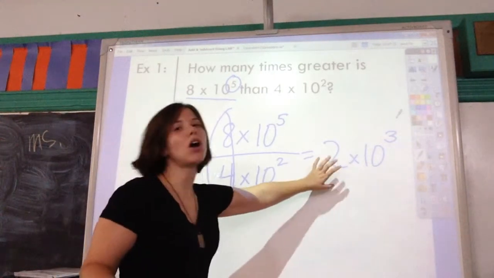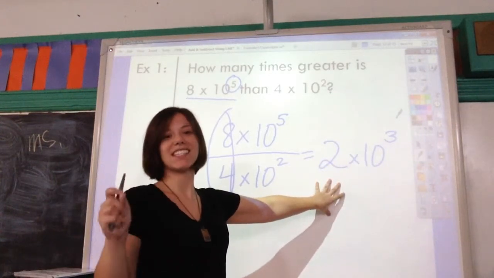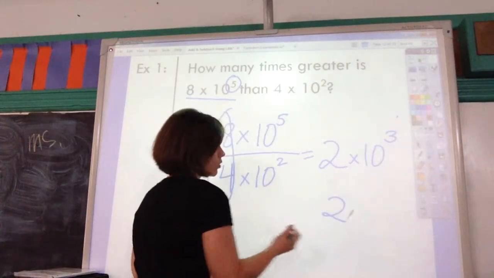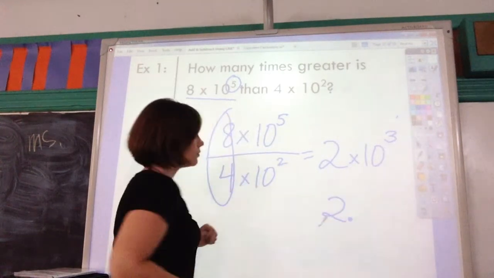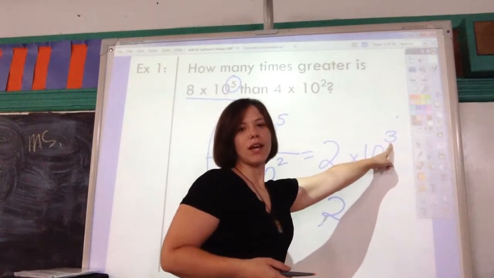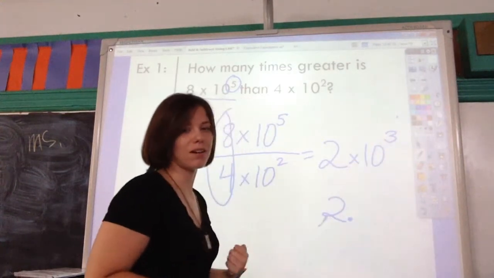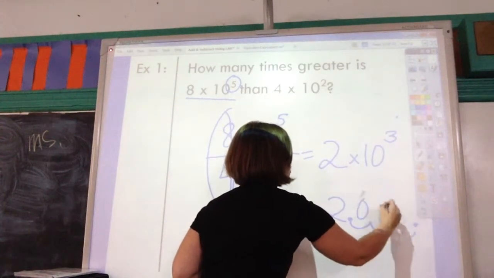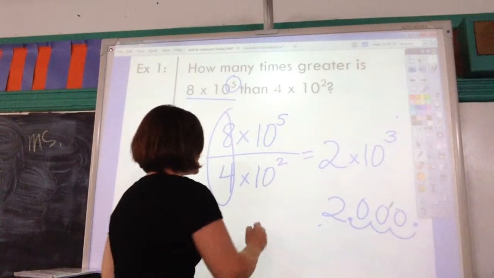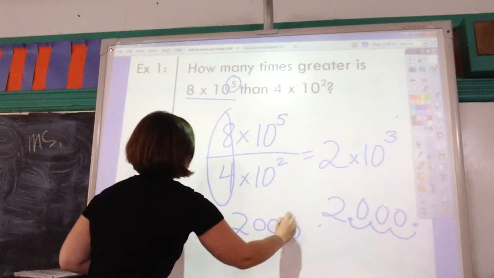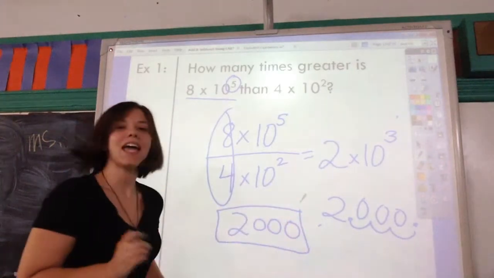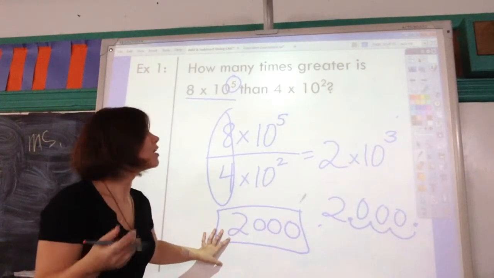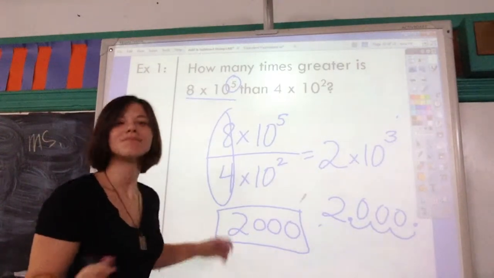So with these, you're always going to turn these back into standard notation. So let's pull out our coefficient 2, grab that invisible decimal, and I'm going to scoop 3 times to the right because this is a positive 3, and I want to make a number that's greater than 1. 1, 2, 3, drop off my decimal, fill in my zeros. Now I have an answer I can work with. I know that 8 times 10 to the 5th is 2,000 times greater than 4 times 10 squared. Let's do another one.